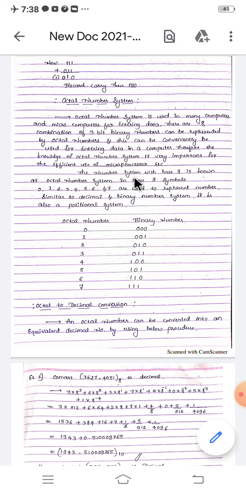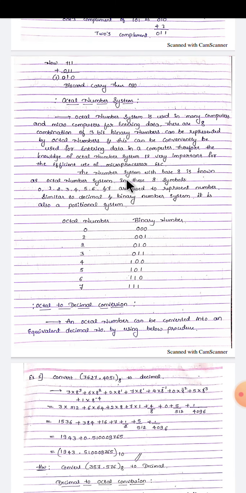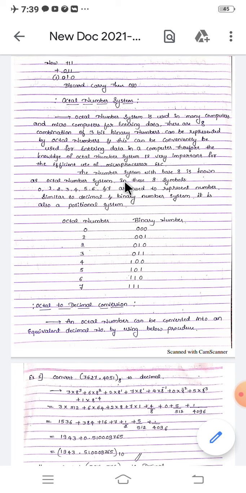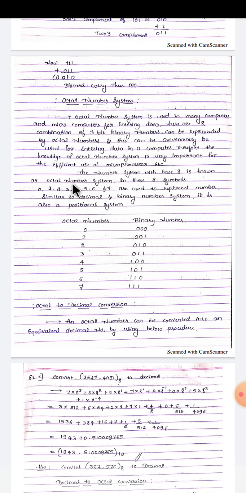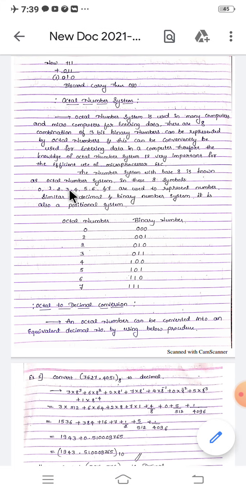Okay, the number system with base 8 is known as the octal number system. Already I told you the number system with base 8 is known as octal. These 8 symbols, 0, 1, 2, 3, 4, 5, 6 and 7, are used to represent numbers, similar to the decimal and binary number systems. It is also a positional system.